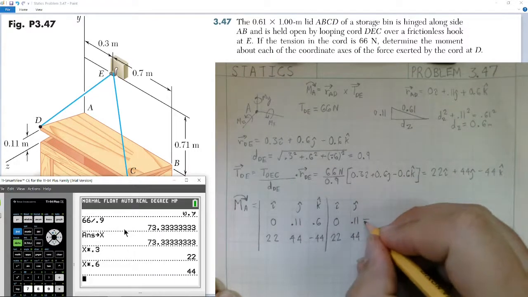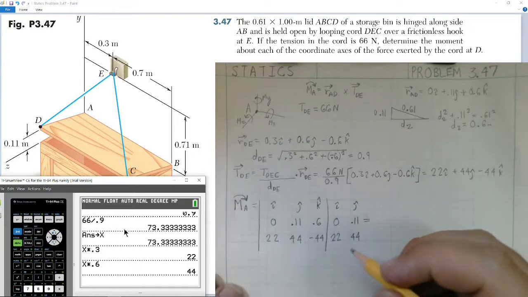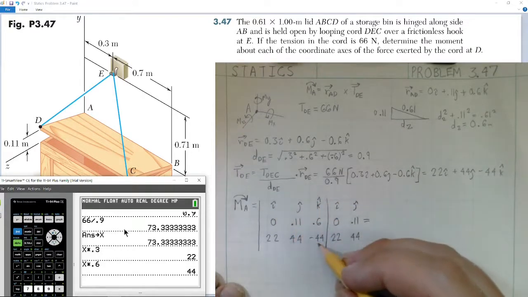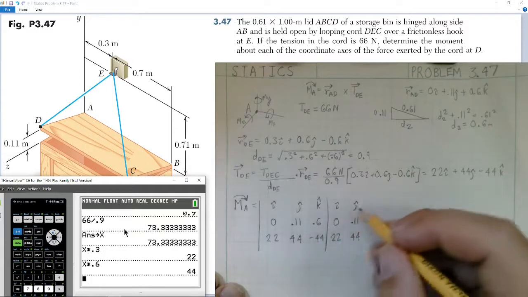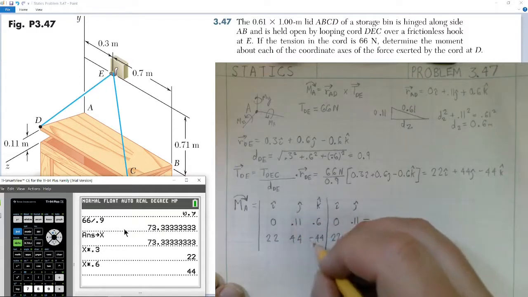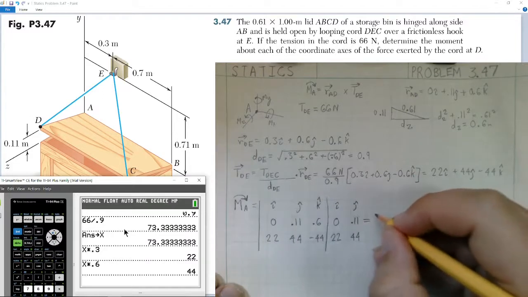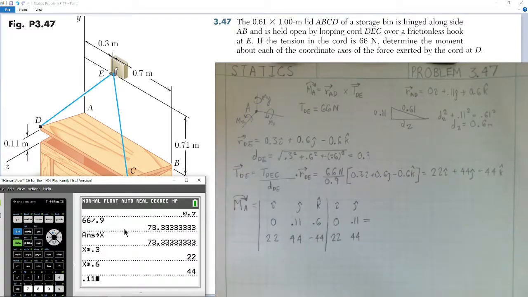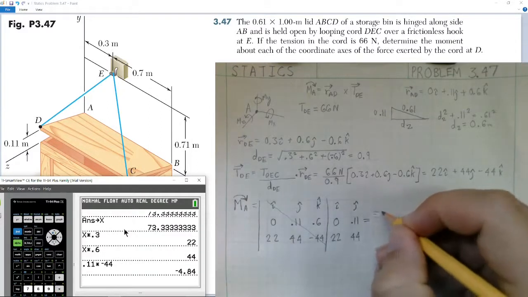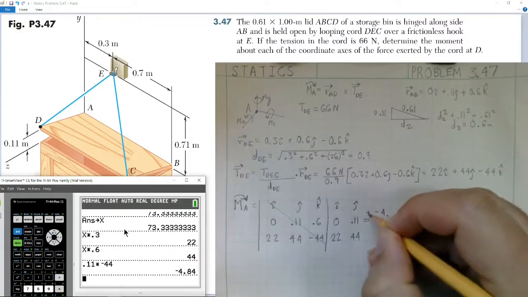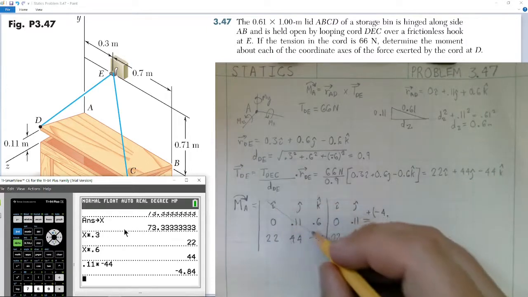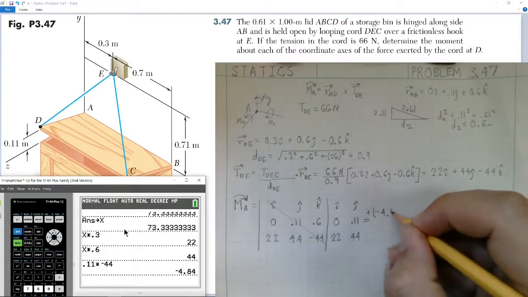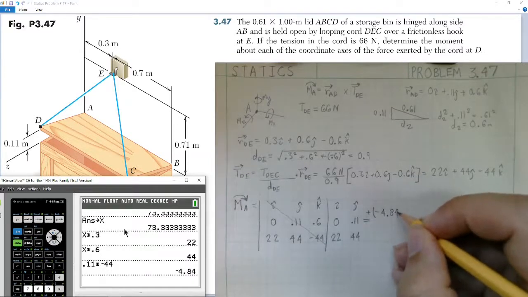So we have 0, 22, j hat has 0.11, 44. Now to solve this determinant for this matrix, I'm going to go down and to the right and add, up and to the right and subtract, going over 3 times. So we have 0.11 times negative 44 i hat. So this would be 0.11 going this way, 0.11 times negative 44 gives us negative 4.84 i hat. We're adding these going in this direction.